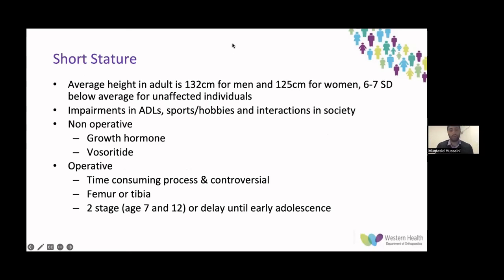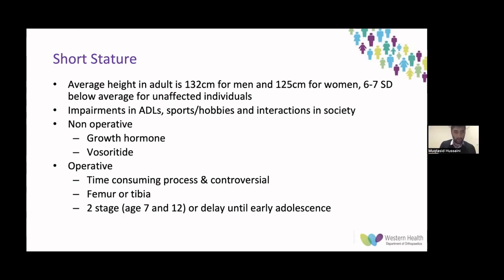Short stature, which we know patients with achondroplasia have, the average height in an adult is 132 centimeters for men and 125 centimeters for women, which is 6 to 7 standard deviations below the average for healthy adults. These impairments affect activities of daily living, participation in sports and most hobbies, and general interactions with society, such as the use of public facilities.